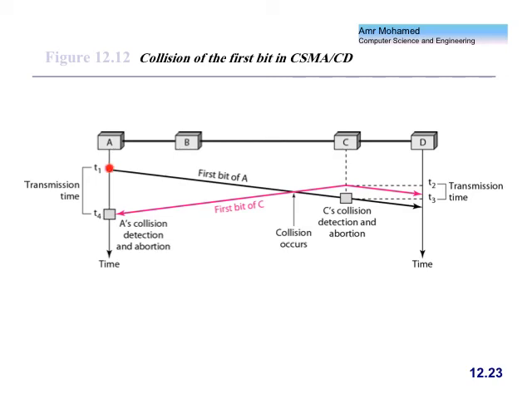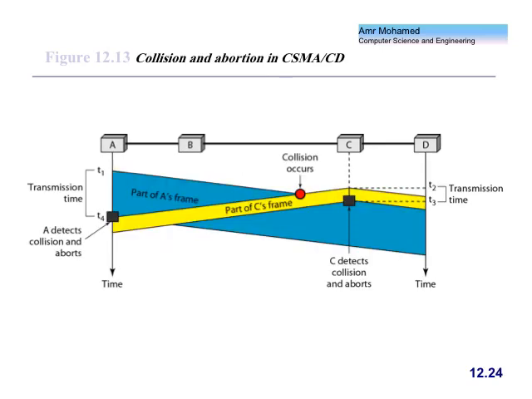So if A finishes the transmission any time before T4, it will consider that this frame has been sent successfully. Why do we ask this question? This scenario tries to motivate the fact that we should not use very short frames. We cannot use very short frames.